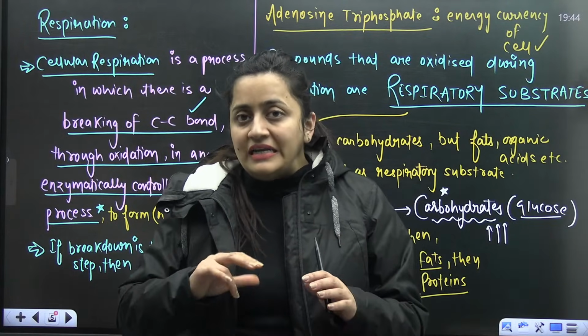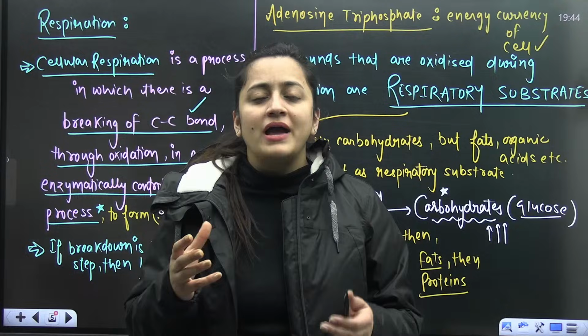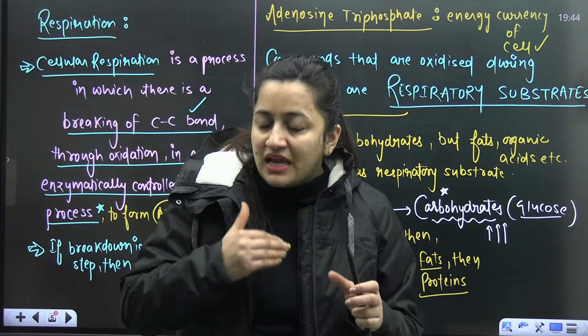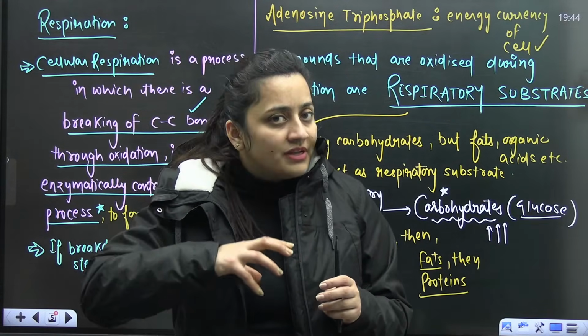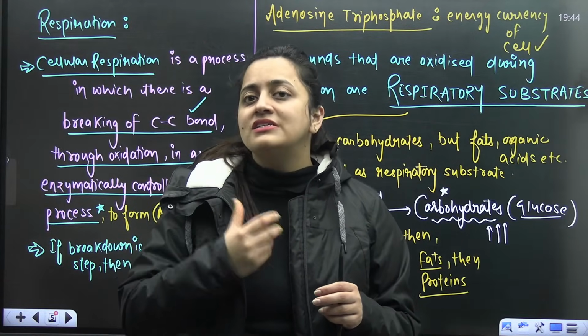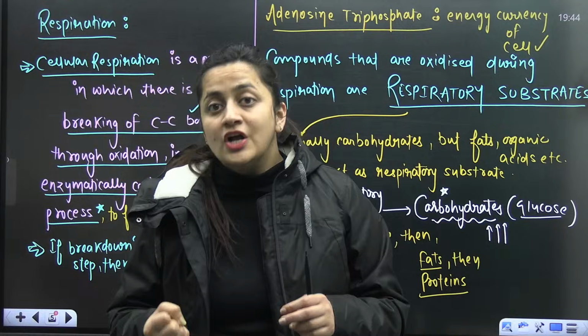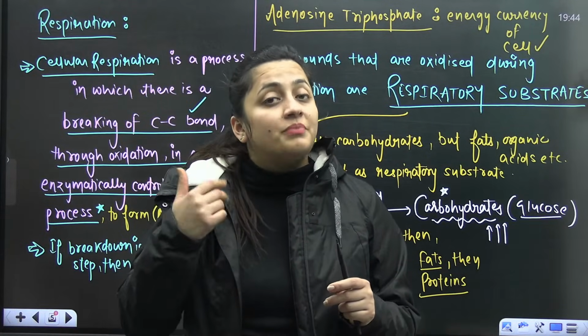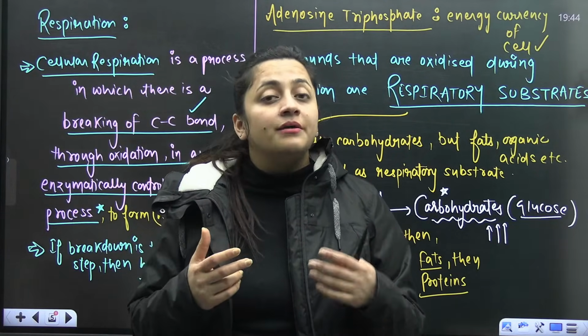In our body, we need an energy source. We are eating food because we need energy. We break that complex food into the simplest one, ultimately into glucose, and then we oxidize it so that we can get the energy. If I talk about the brain cells also, they need the energy immediately.